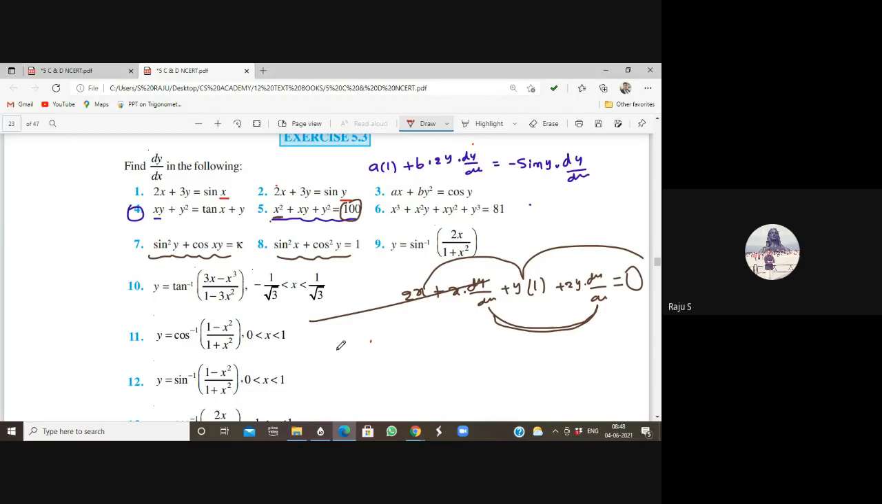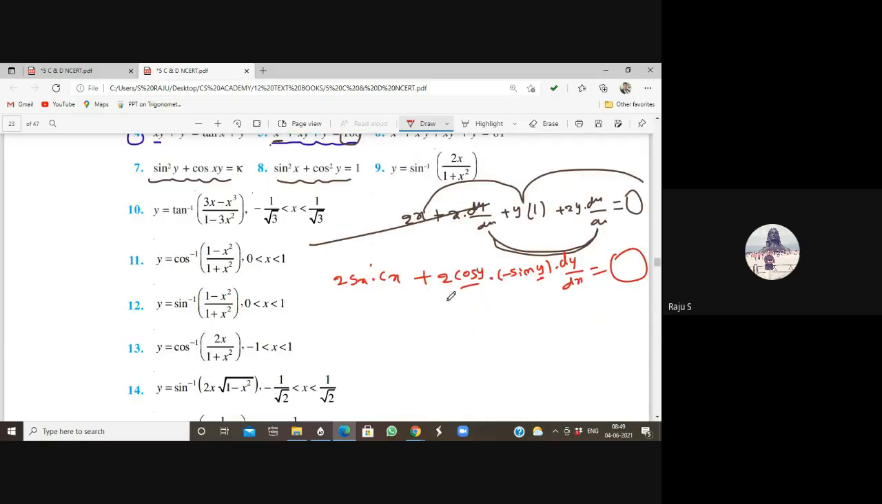Sine square x becomes 2 sin x, and the derivative of sin x is cos x. Cos square y first gives 2 cos y, again the derivative of cos y is minus sine y, and again the derivative of y is dy by dx. The right side is 0. So what do you observe here?